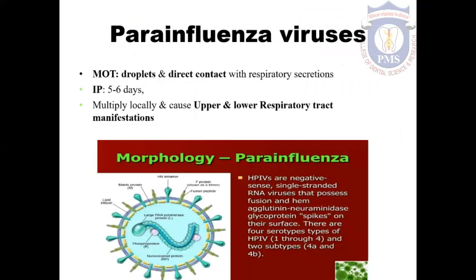Now, parainfluenza viruses. Human parainfluenza viruses are one of the major causes of lower respiratory tract disease in younger children. It has about 5 serotypes. Pathogenesis and clinical manifestation: transmission is by respiratory route, by direct salivary contact, or by large droplet aerosols. Their incubation period is about 5 to 6 days. Virus multiplies locally and causes various respiratory manifestations.